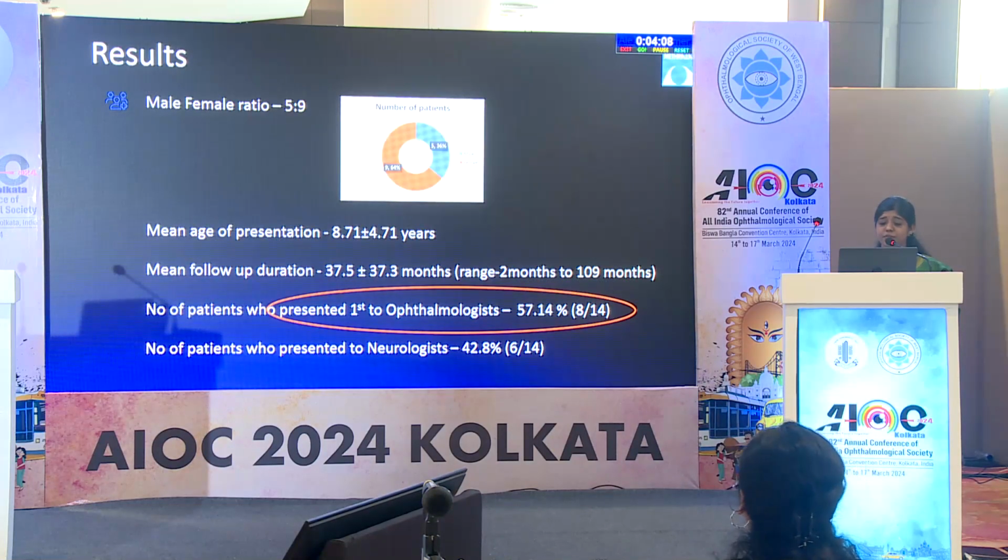There was a female preponderance, 64% were female. The mean age of presentation was 8 years. Mean follow-up duration was 37 months. 57%, that is 8 out of the 14 patients, had presented first to the ophthalmologist, and the remaining 6 out of the 14 had presented to neurologists, and then they were referred to ophthalmologists for opinion.